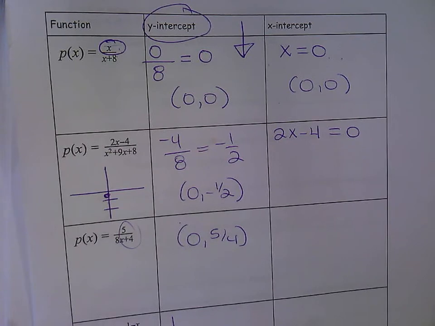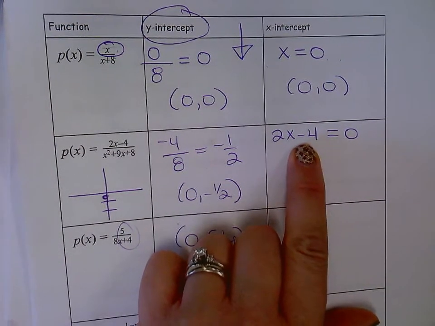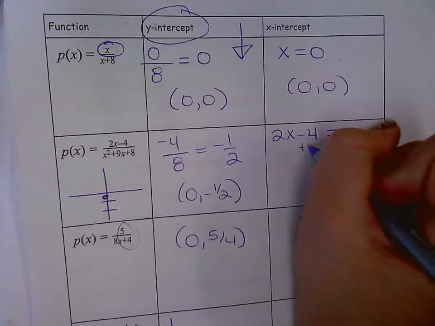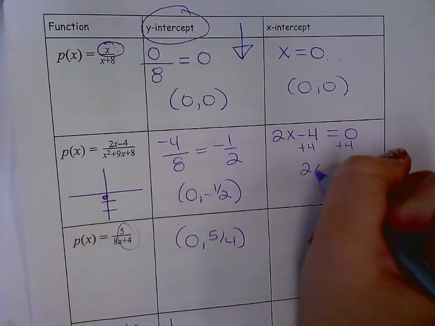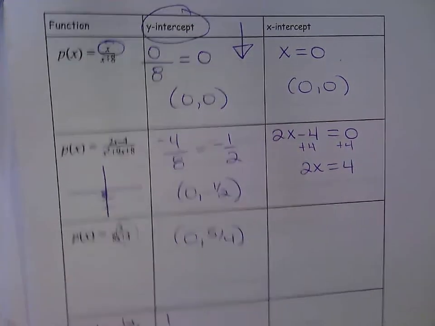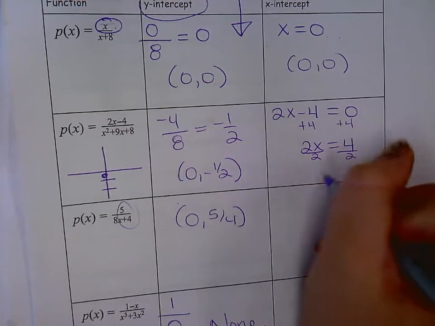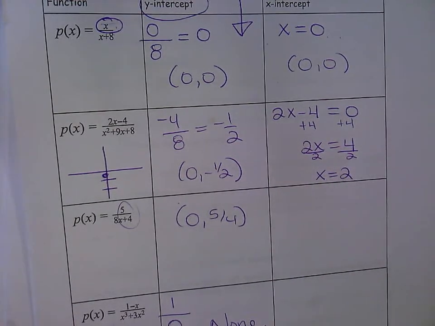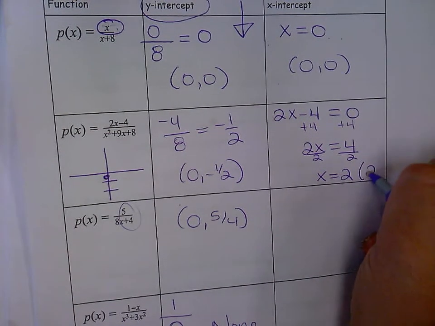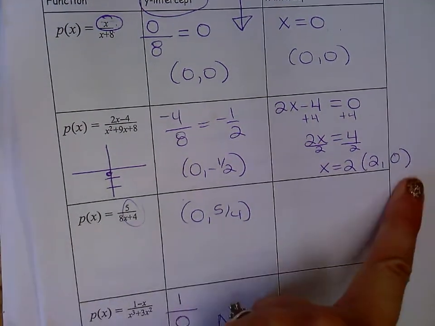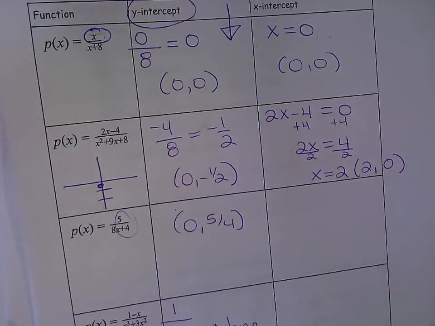Get x by itself. So add 4 to the other side, right? Algebra. So 2x equals 4. Then what would I do? Divide by 2. So x equals 2. And now I have to remember I'm finding an x-intercept. So when x is 2, comma, y will be 0.